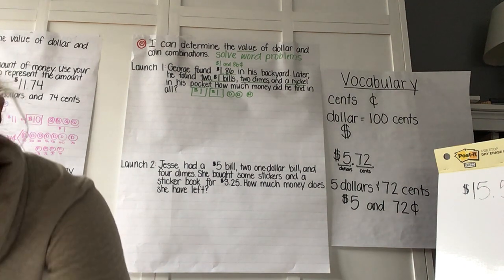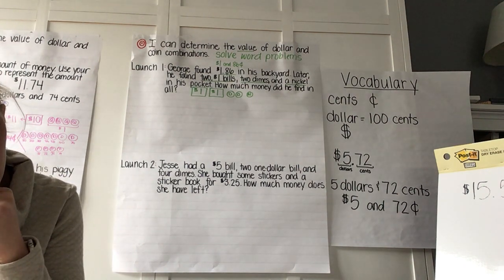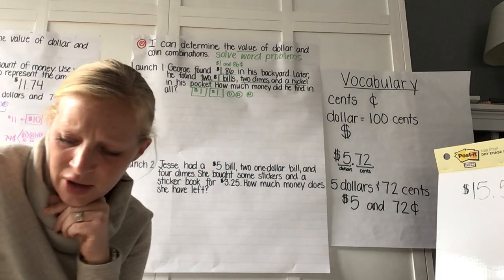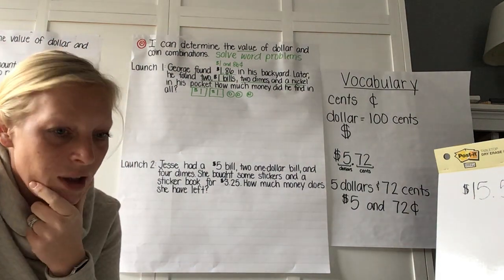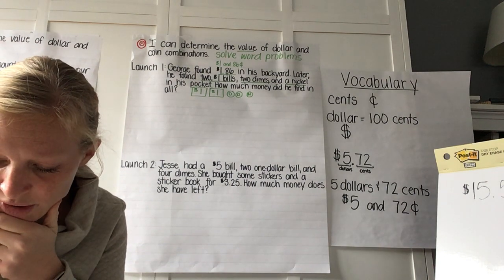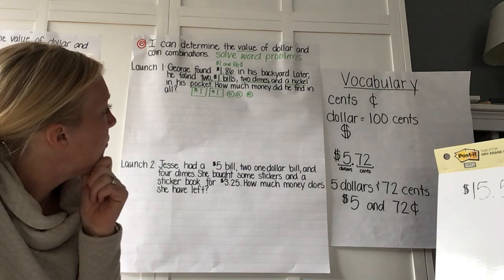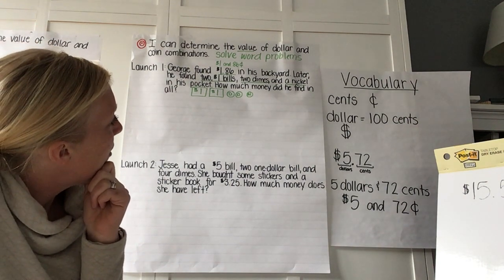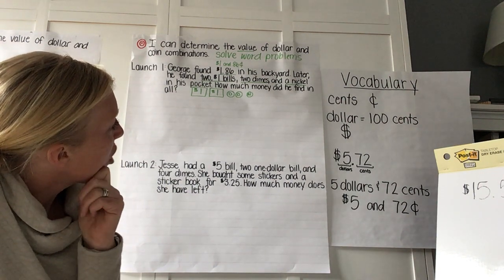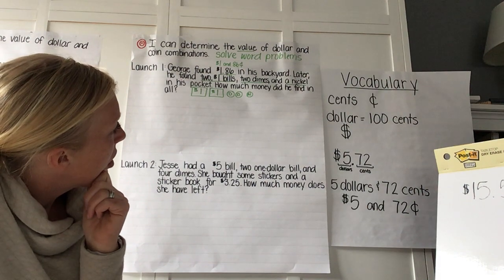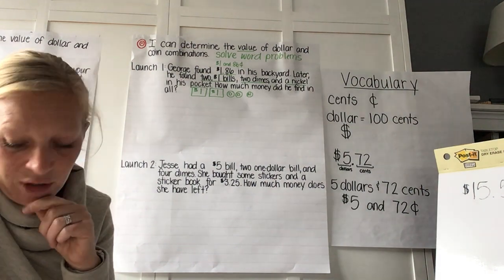I notice you're using base 10 blocks. Why are you drawing base 10 blocks to help you solve this? What do your hundreds represent? Your dollars? And then what are those tens coming from? And what about your ones? That's a really great connection. That does help you solve a little bit easier.